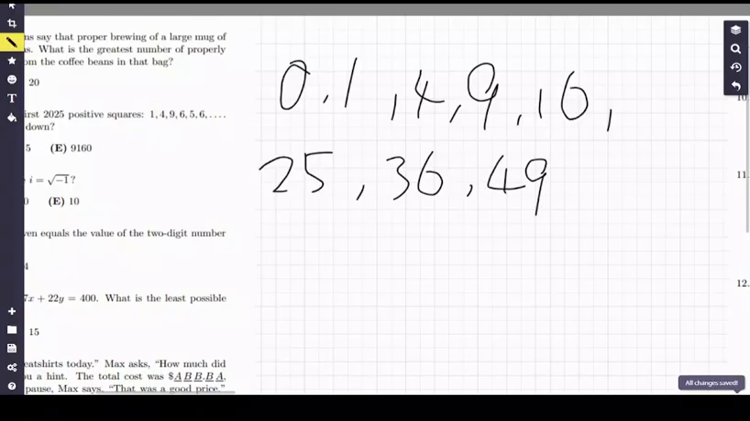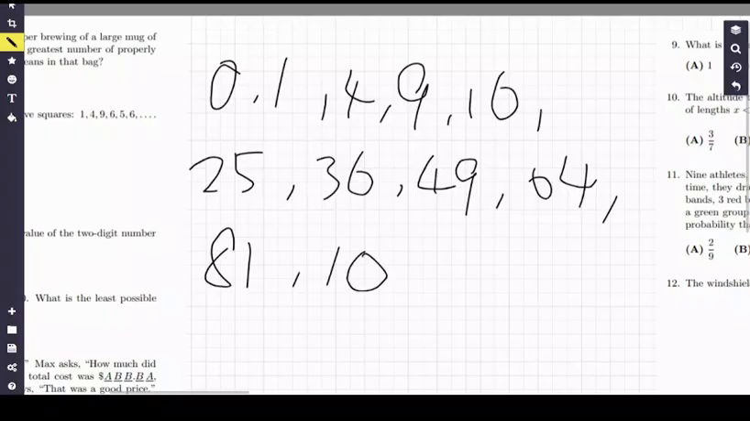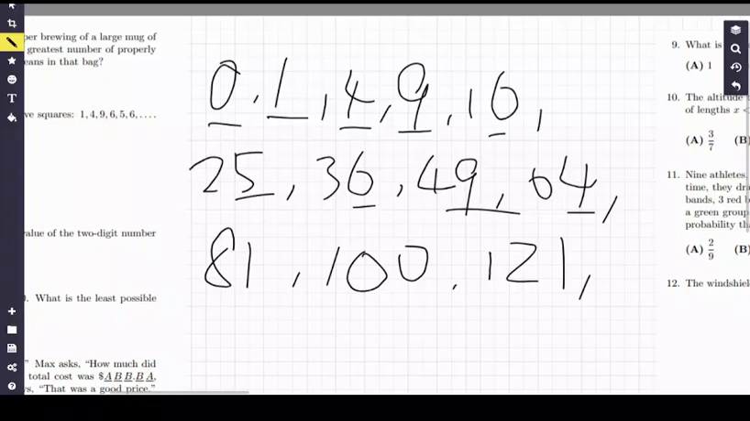then 49, 64, and 9 times 9, 81. And then we loop around to 100 again. Your next ones are 121 and then 144, and you realize our pattern right here is 0, 1, 4, 9, 6, 5, 6, 9, 4, and then look, it's 1 again. So it repeats on itself.